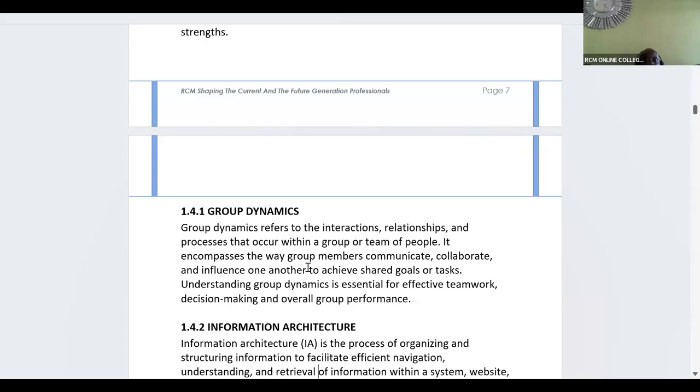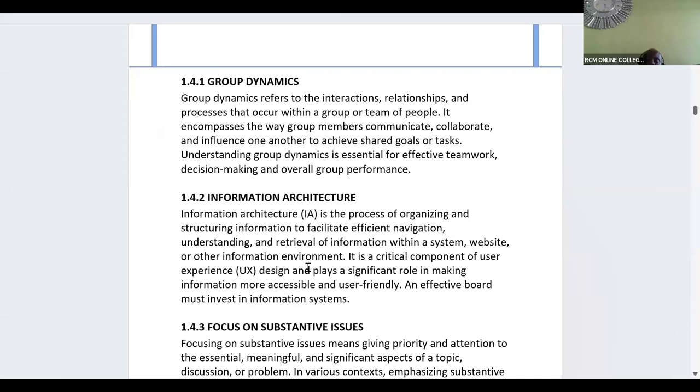Then we have information architecture. I told you that we as CSs must ensure that we are tech savvy. We love technology in whatever we do. This is the process of organizing and structuring information to facilitate efficient navigation, understanding and retrieval of information within a system, a website, or other information environment. It is a critical component of user experience design and plays a significant role in making information more accessible and user-friendly. An effective board must invest in information systems.